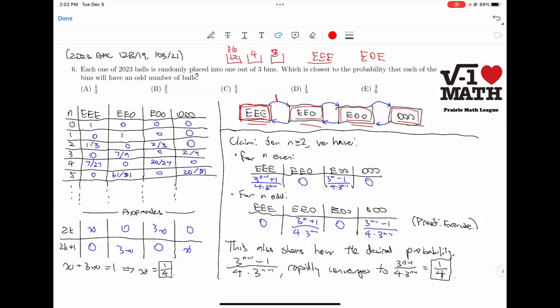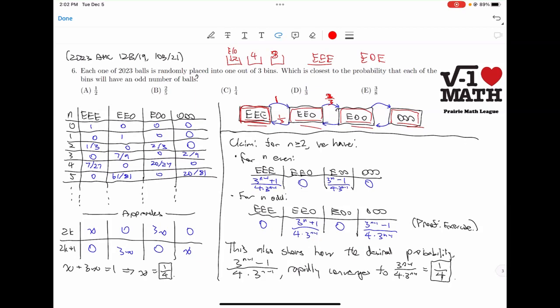Now for even, odd, so 2 evens and 1 odd. There's a 1 over 3 probability that you're going to put a ball into the odd bin and go back to all even. So this is 1 over 3, and there's a 2 over 3 probability of placing a ball into an even bin, getting even, odd.